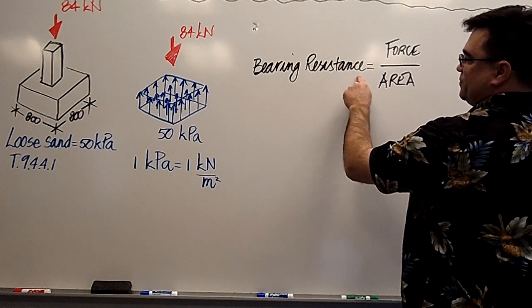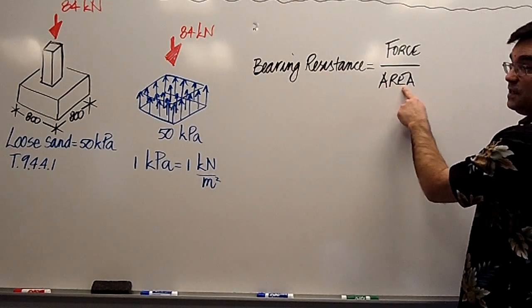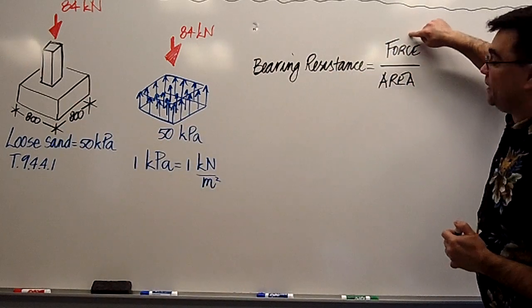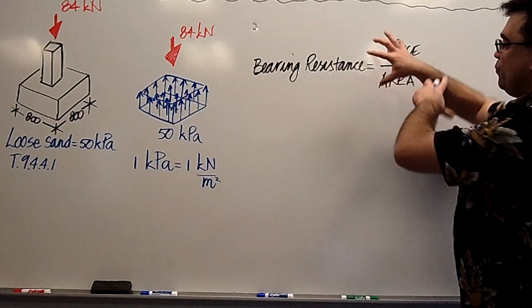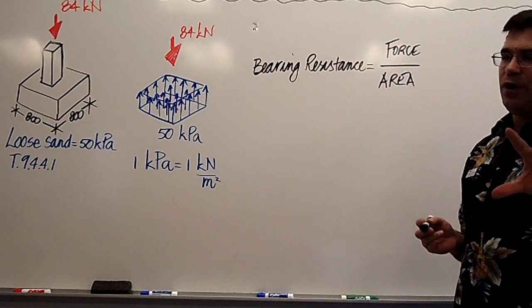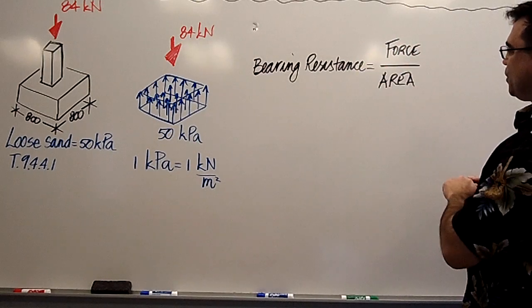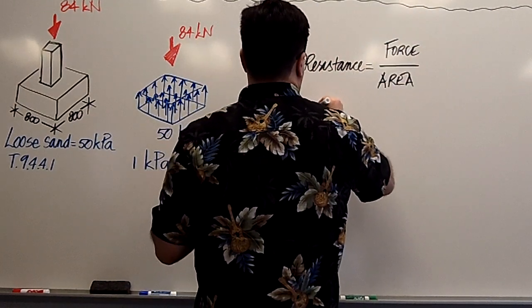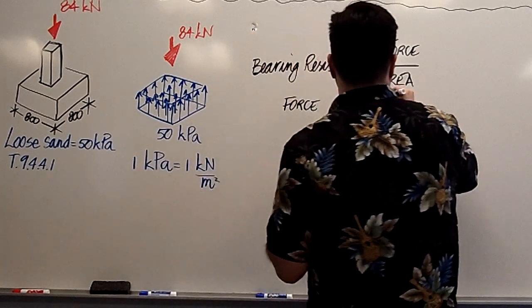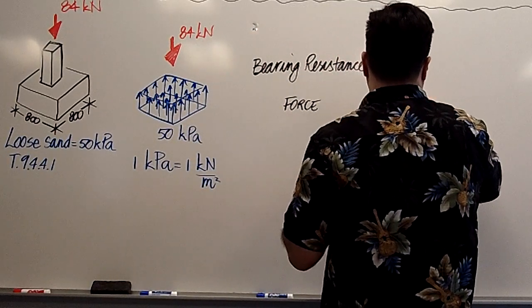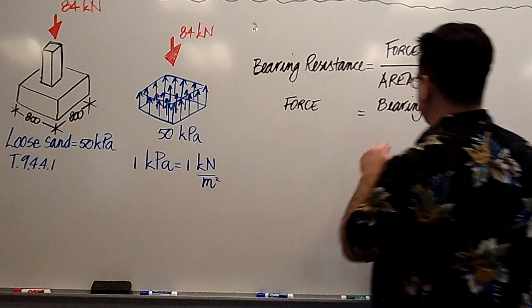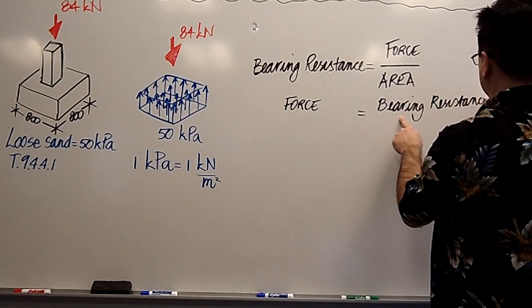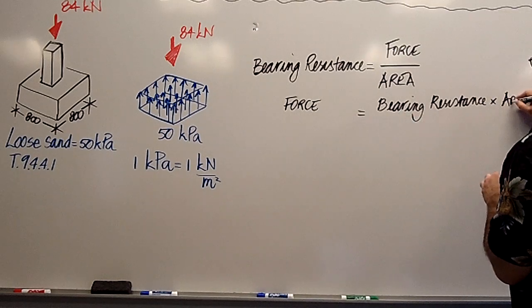We have this value. We can find this value, right? It's the area of the underside of that pad footing. What we want to find is force. So if we manipulate this, and I know you know how to do it, but I won't test you on it, I promise. What we get is that force equals to bearing resistance times area.